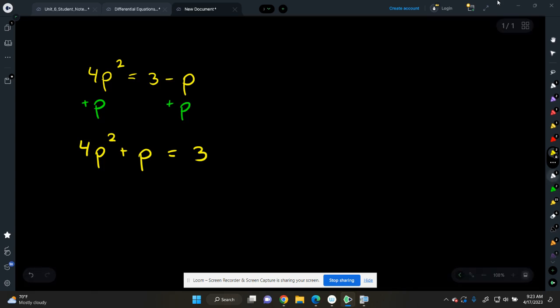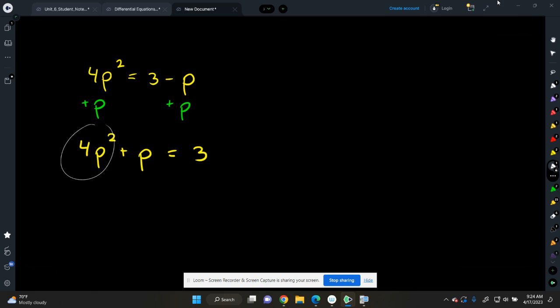Why wouldn't it be 4p squared plus, because you have to get a 3p? We haven't done anything with the 3 yet. I'm doing them in separate steps. Okay? Because, good question. I don't want this to be negative. You could, but I don't want it to be negative.